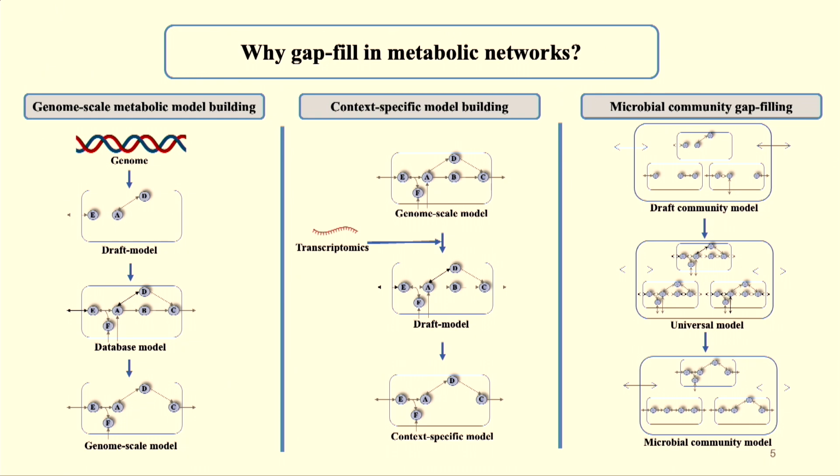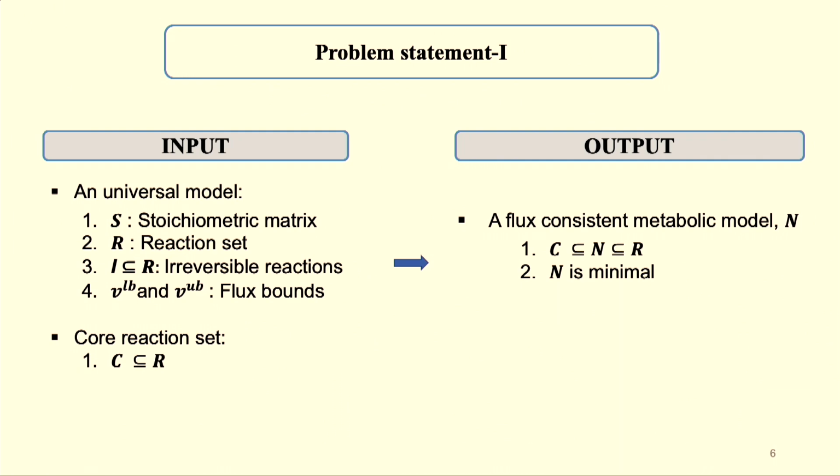So once the universal model is defined and the core reactions are defined, how do we get the minimal network out of it? Mathematically, we are defining this problem statement 1, where the input universal model would have the stoichiometry matrix, the reaction set, irreversible reactions, and the lower bounds and upper bounds, the flux bounds for the given bunch of reactions, and the core reactions will be given as input, and the output should be some flux consistent metabolic model N, and N should have all the core reactions defined in it, and it should be a subset of the entire reaction network.